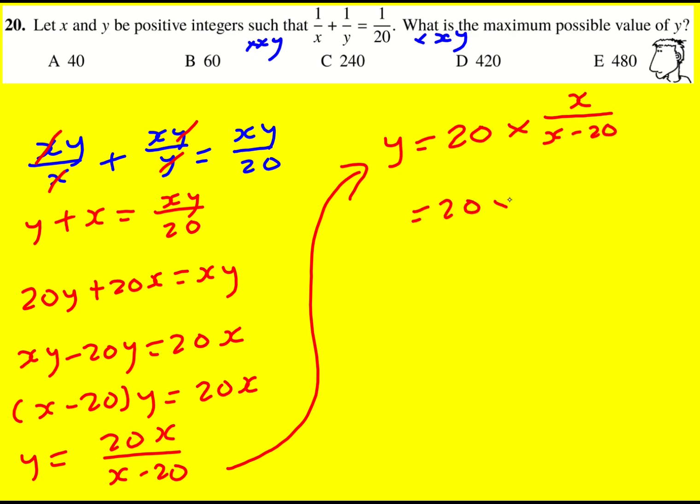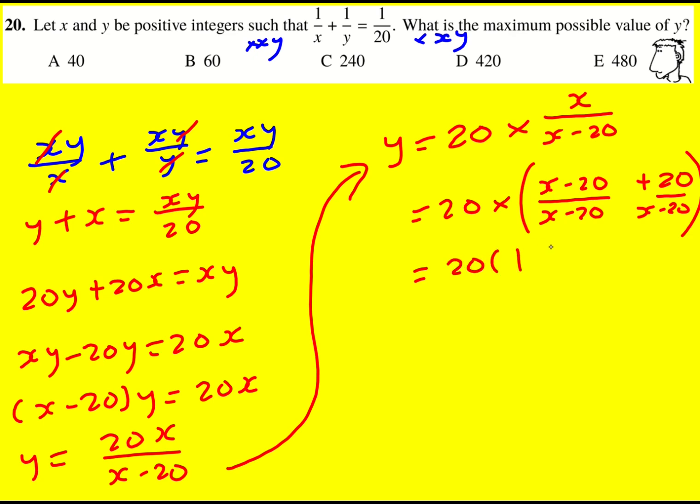Now here's the trick. We can minus 20 from x, and we can also add 20 to it. So it's not actually changed the fraction. And I can separate it into two different fractions. Note that the whole thing is still being times by 20. And the reason that that is useful is that this just becomes 1. So I've managed to turn it into a much simpler fraction. I'm actually going to get 20 plus 400 over x minus 20.